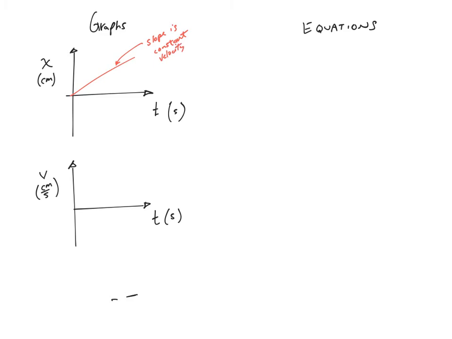And your velocity is constant, so this would be a horizontal line. Okay? And then the value, the number, the value of velocity that you would read from the vertical axis is your same constant velocity. So there's a connection between these two graphs. There's a fundamental connection.